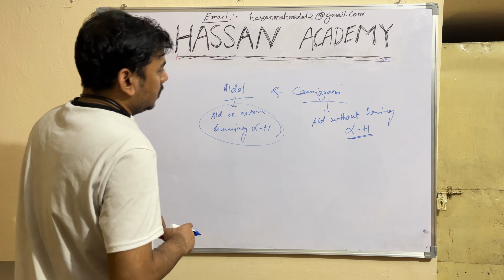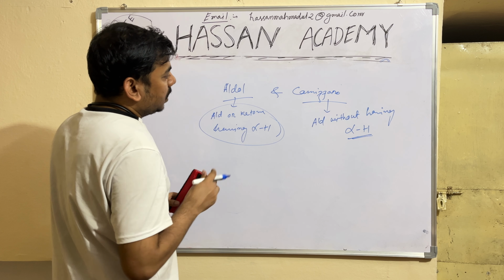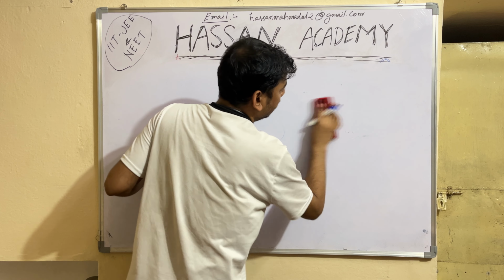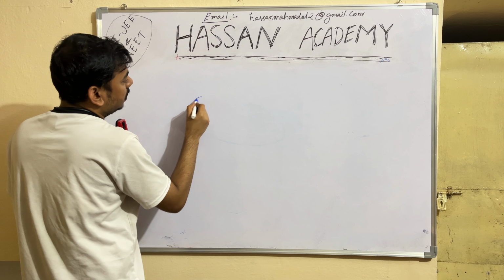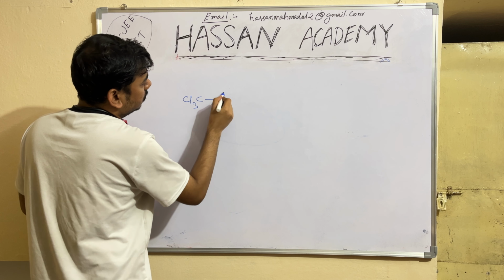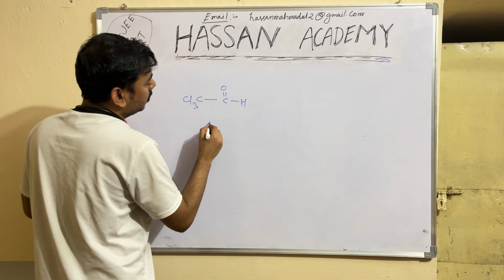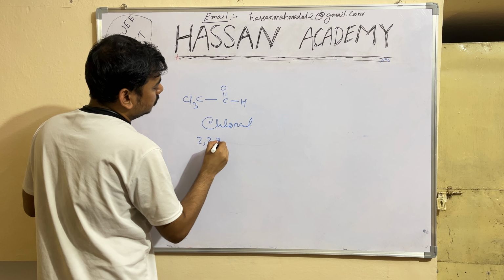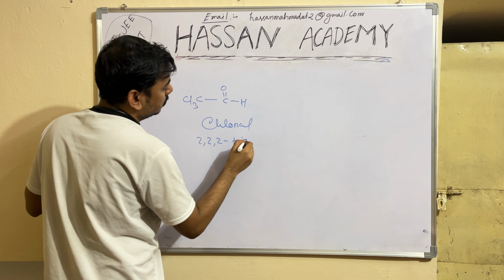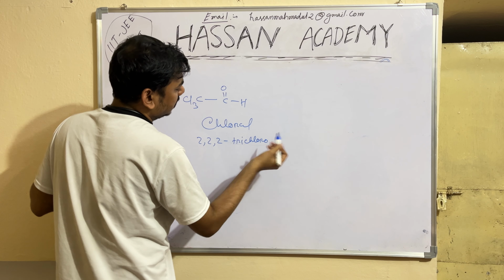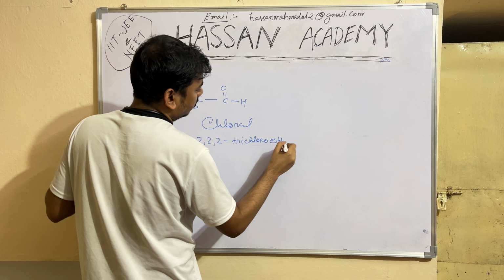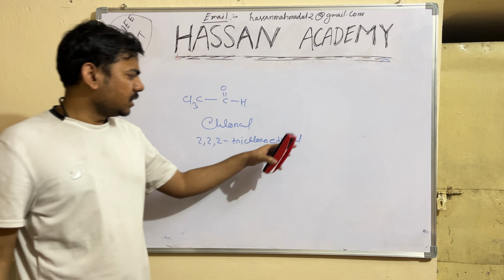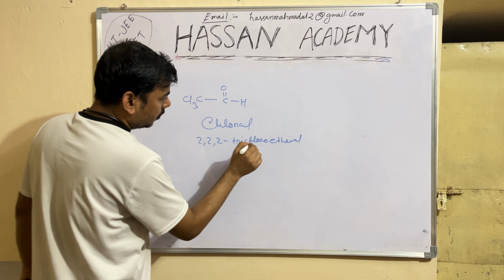Now if I give you one particular aldehyde, you have to tell whether that aldehyde is going to give Cannizzaro. What is this molecule's name? This is called chloral. 2,2,2-trichloroacetaldehyde, or if you go for the IUPAC name, better say 2,2,2-trichloroethanal.